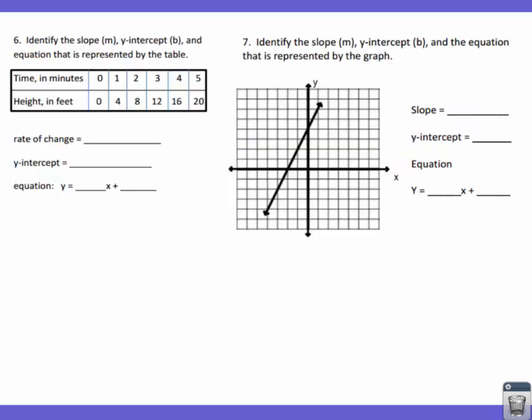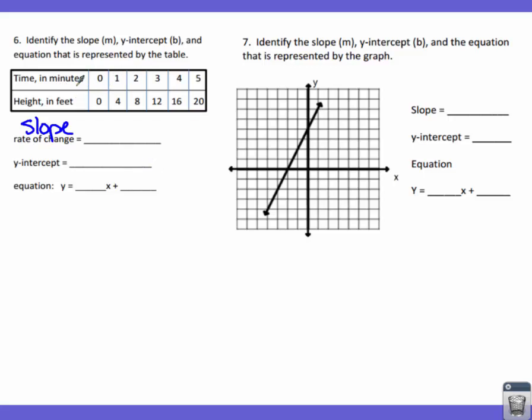Okay, now we've got a rate of change problem. Now we know this rate of change is the same thing as slope. It's the same exact thing. That's all I'm asking you for. So it says identify the slope, m, the y-intercept, b, and the equation that is represented by the table. So again, I ask you to find the y-intercept first. Okay, so we look up here.